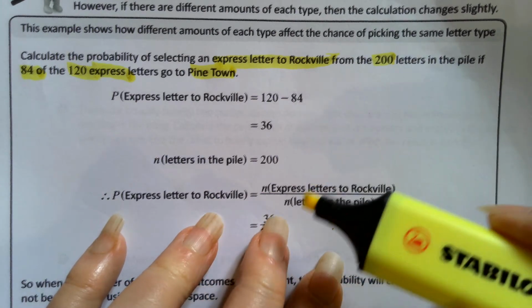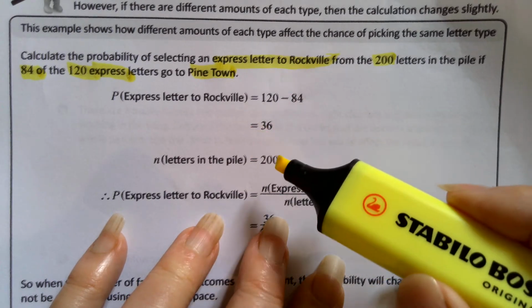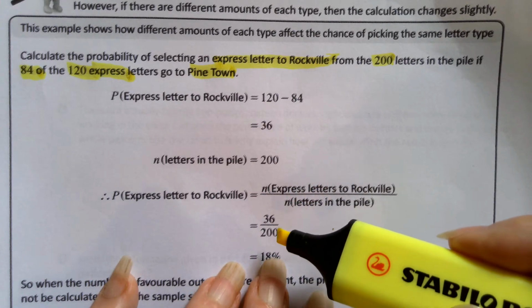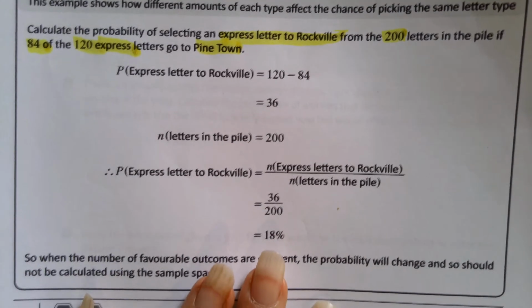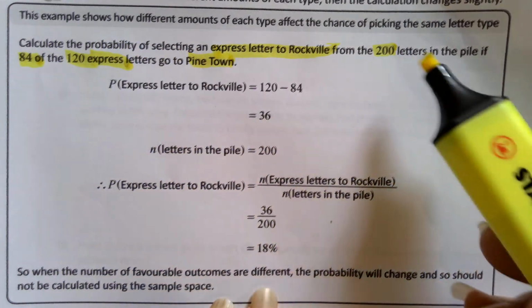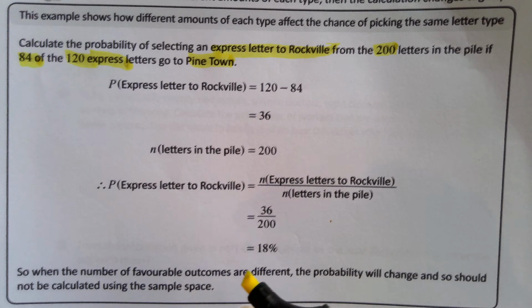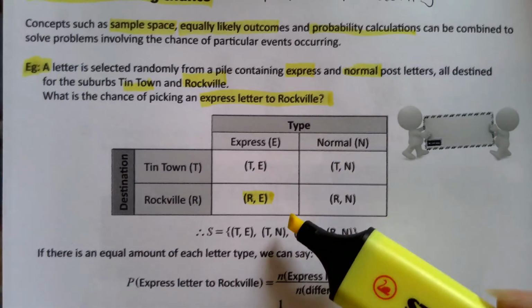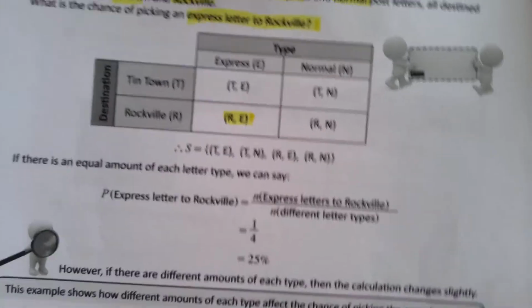So let's look at our formula again. Express letters to Rockville, we calculated. The number in the pile is in the question. We worked it out again, and the probability, when you divide 36 by 200, you end up with 18%. Now, it's a written question. It's a sentence, one sentence. You need to write a sentence. So when the number of favourable outcomes are different, the probability will change, and so shall not be calculated using the sample space. So we didn't use that sample space that we had up here, because we had different numbers here.